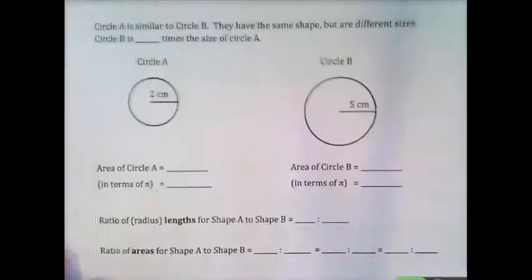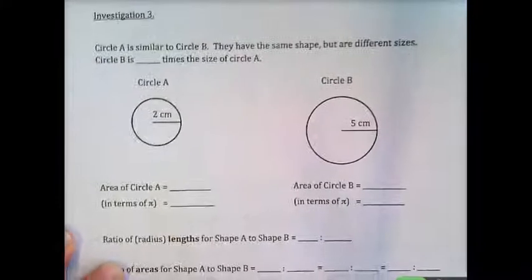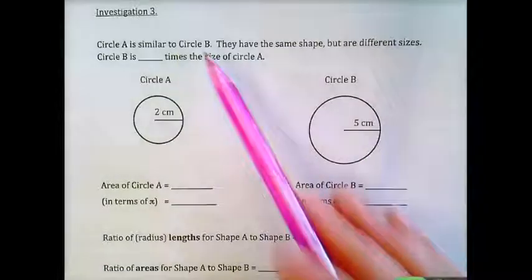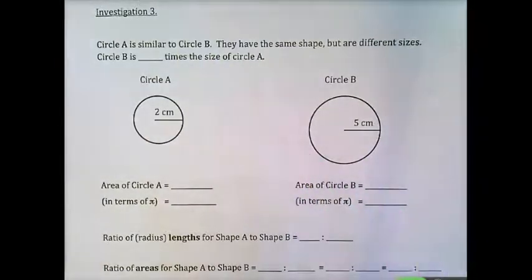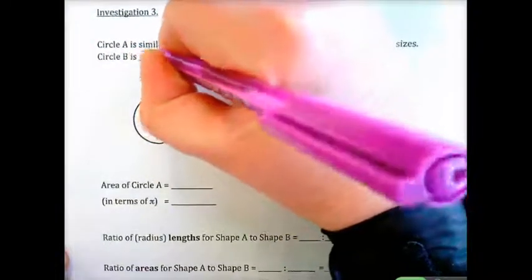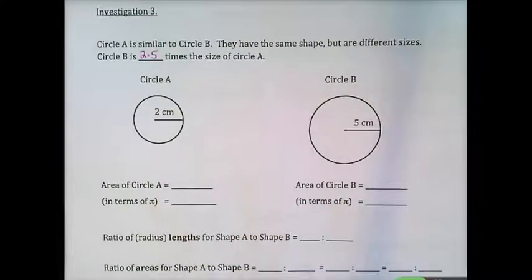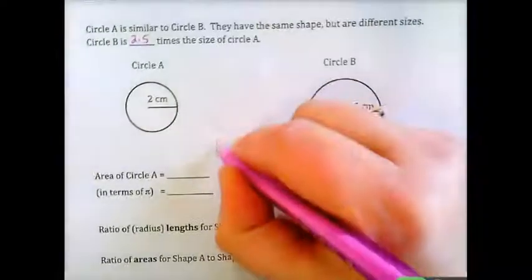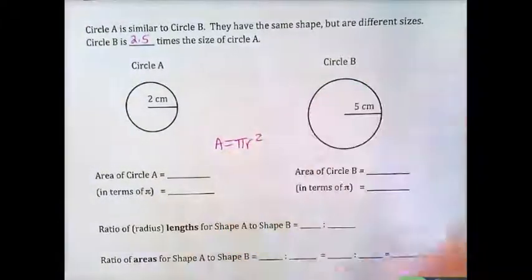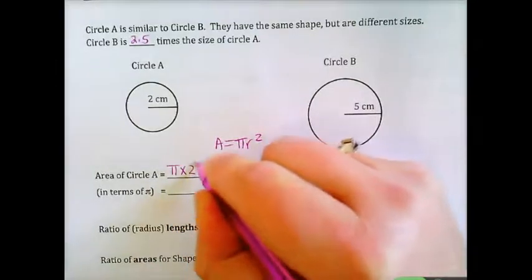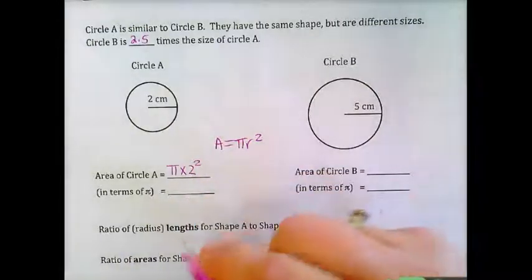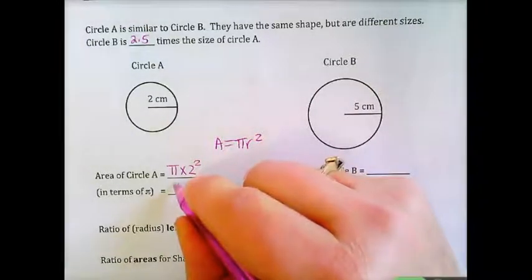The same two circles as before, but this time we're going to work out their areas. So circle A is similar to circle B. They're different sizes. Circle B is how many times the size of circle A? 2.5 times the size. So let's work out the area of each circle. Formula for area is pi r squared. So it's pi times 2 squared. Please just keep it in terms of pi. So what's 2 squared? So area of this one would be what?